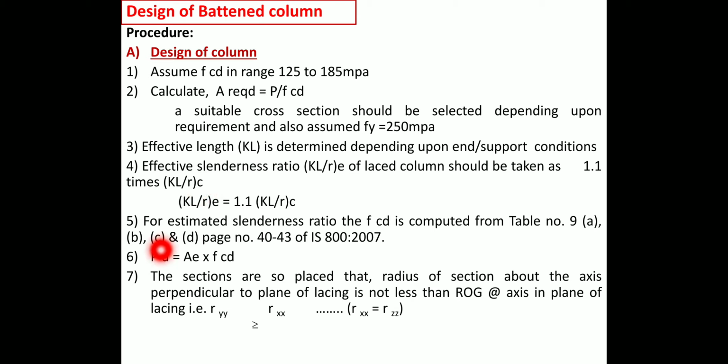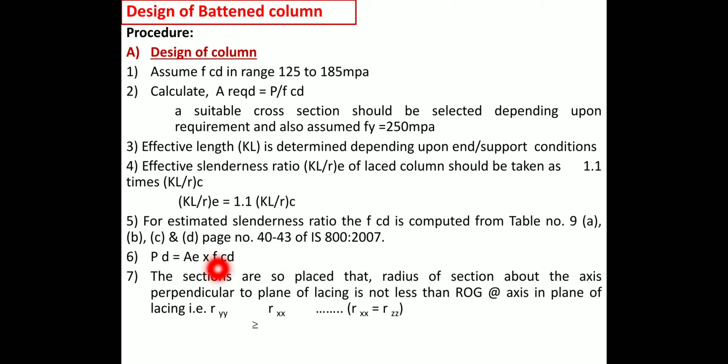The next step is to estimate the slenderness ratio, that is the FCD value, on the basis of which we see the buckling class, Table 9A, 9B, C, D on pages 40 to 43 of IS 800:2007. Next, find the design compressive strength by using the effective cross-sectional area into the design compressive stress.